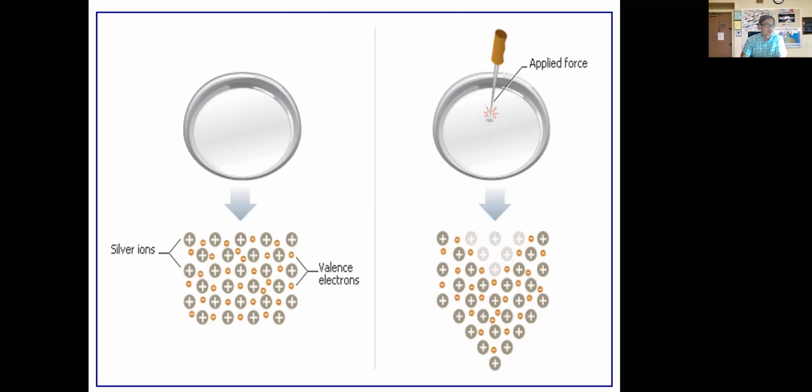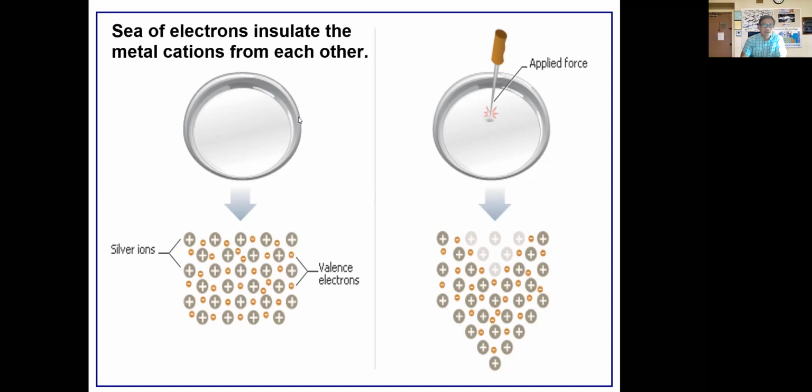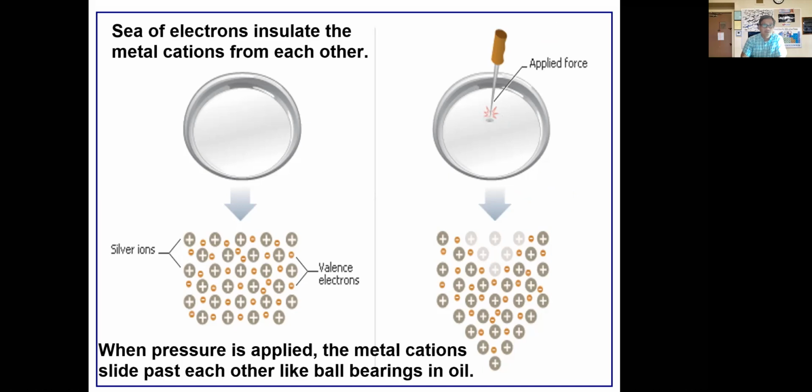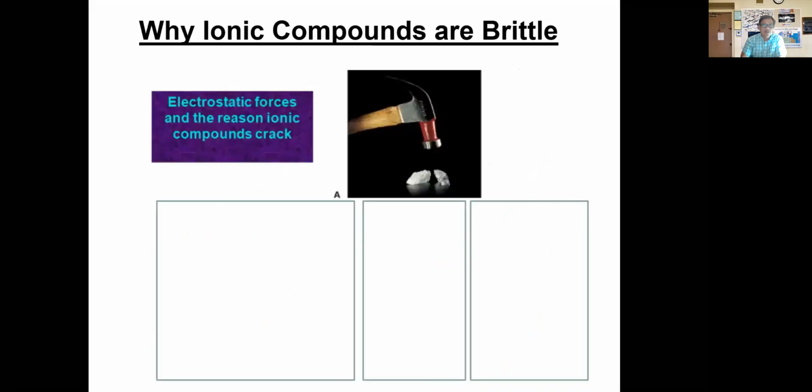Now let's go ahead and compare that to what we see with the ionic compounds. Now we know that the ionic compounds are not malleable. They are very brittle. So for example, if I apply a force from a hammer to a large piece of salt, that salt is going to break into smaller pieces.